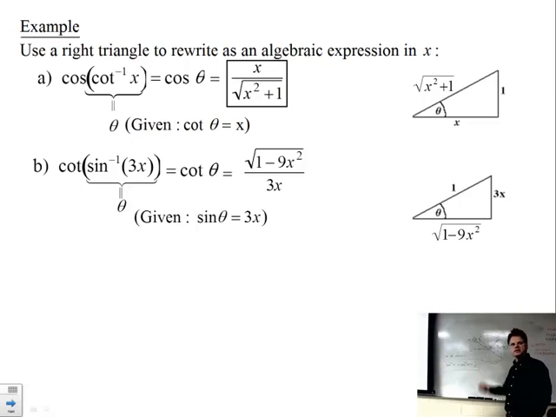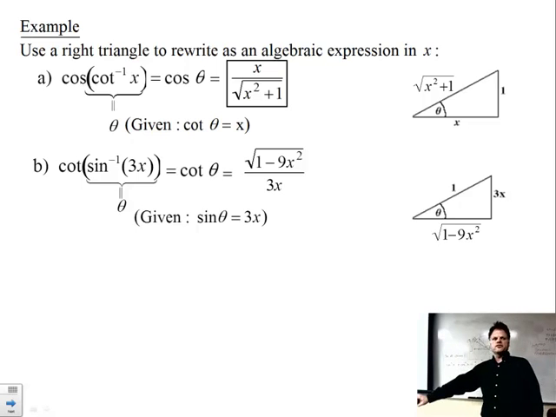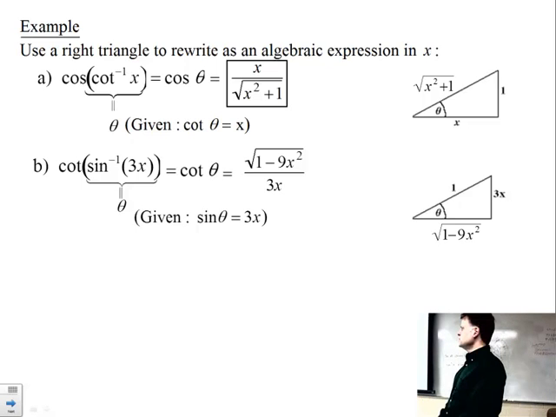Okay, so you can do that with any combination, applying an arc trig function first and then another trig function afterwards. You can always get an algebraic expression for it.